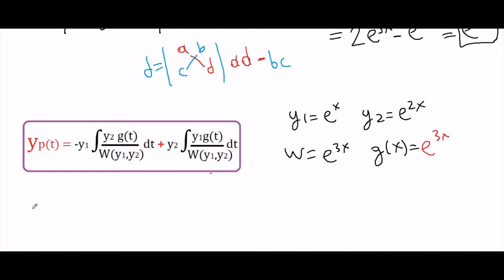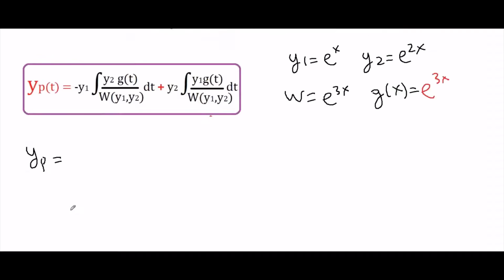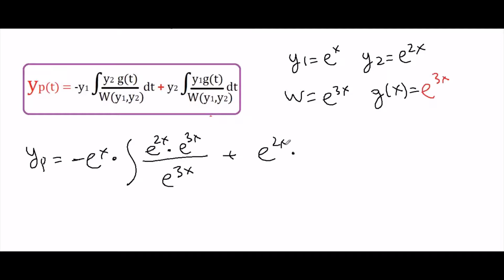Now we can plug everything in. Yp is equal to negative y1. y1 is e to the x, so negative e to the x, times the integral of y2, e to the 2x, times g of x, which is e to the 3x, divided by the Wronskian determinant, plus y2, which is e to the 2x, times the integral of y1 times g of x, divided by the Wronskian determinant.